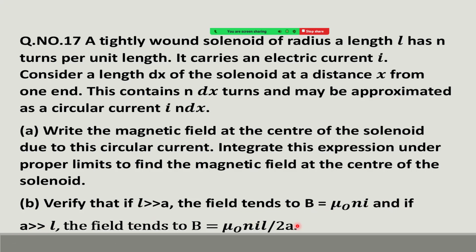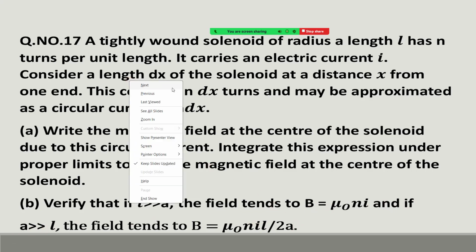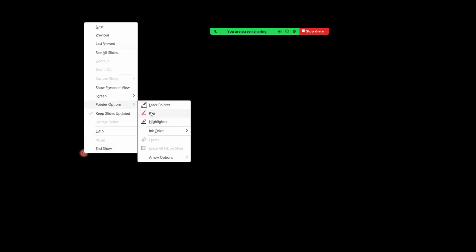Okay, let us see now. First of all, focus carefully. It is given that the length is not long, the length is L. The number of turns per unit length is n. Length L, number of turns per unit length n, and the current is I.